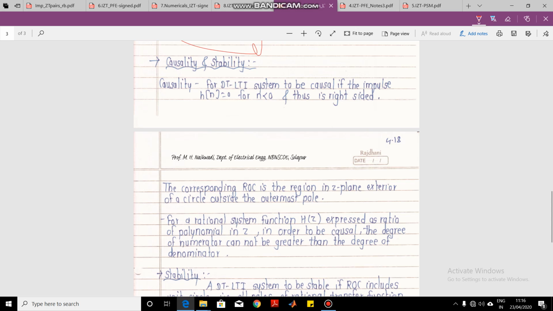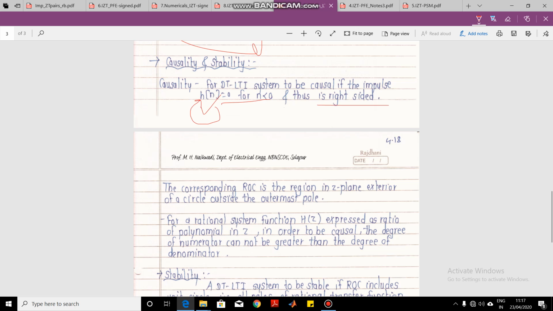We are concerned with LTI systems, that is linear time invariant systems, the systems which satisfy the properties of linearity and time invariance. Now, how to investigate causality? We say that an LTI system is causal if its impulse response is causal. This is the simplest definition. A causal signal is a signal which is 0 for n less than 0. So if h of n is equal to 0 for n less than 0, or it is a right-sided sequence, then since my impulse response is causal, the system is causal.